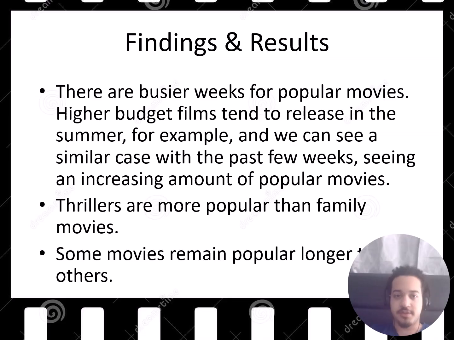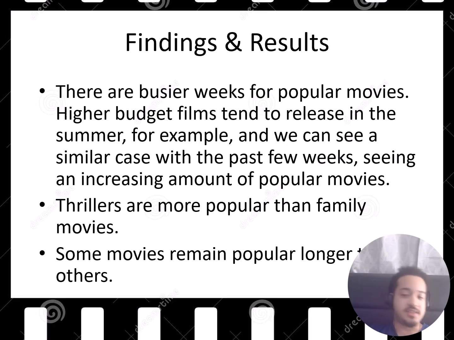So, findings and results. After running the app and collecting data over time, I realized certain things. There are busier weeks for popular movies. I think we're all familiar with the summer blockbuster. In fact, this year in July, there are three movies that I think have a very good shot at making $1 billion each: a new Jurassic World, a new Superman movie, and a Fantastic Four movie. Just because they're big franchises like that, they have a good shot at selling a lot of tickets.